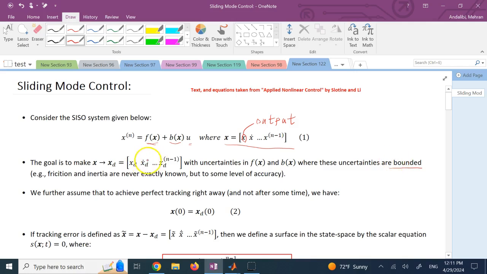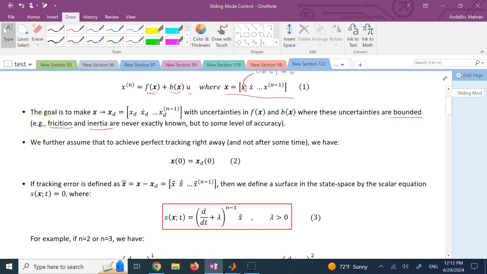For instance, in a physical system, a mechanical system, let's say, friction is never exactly perfectly modeled, or inertia. They are only known to some level of accuracy. So we can have some bounds on the values for friction coefficients or inertia, but not know them perfectly well, especially friction. Good?